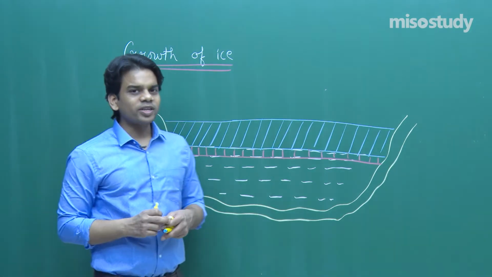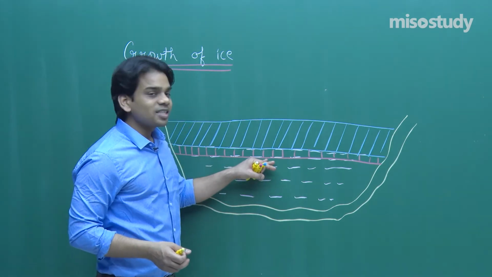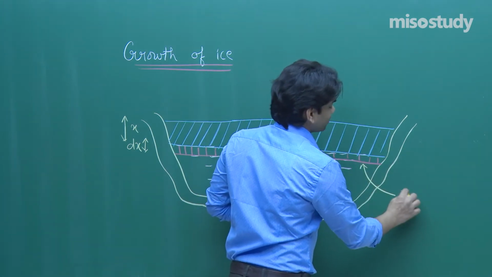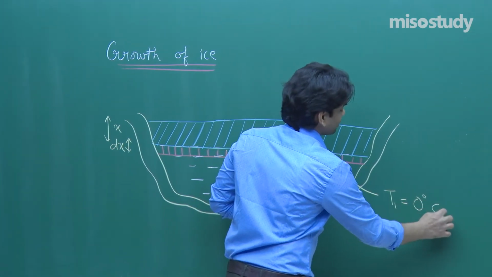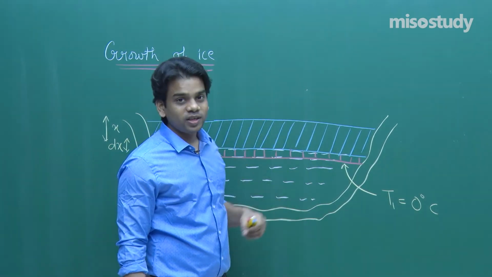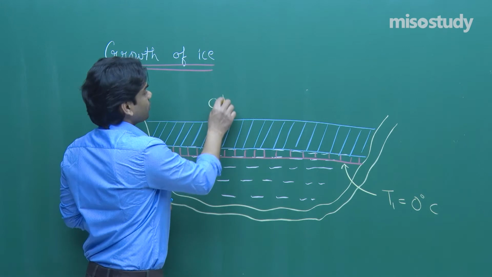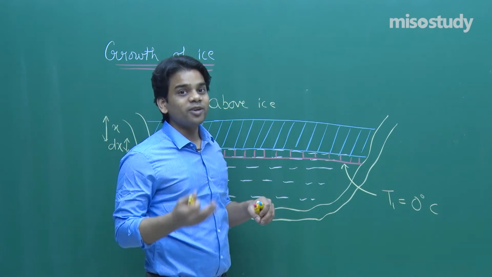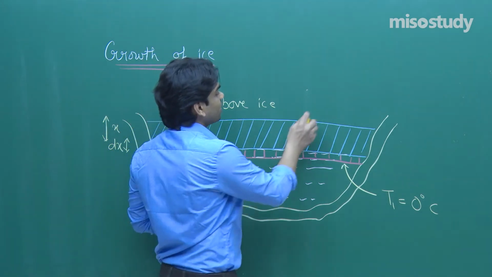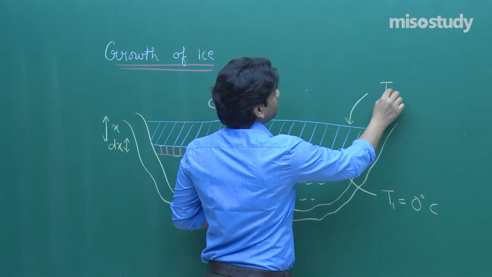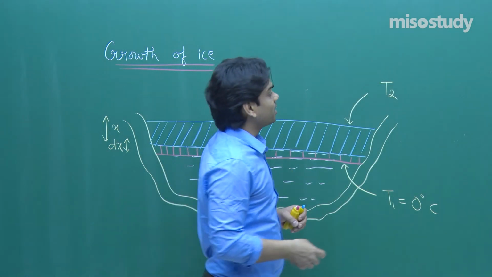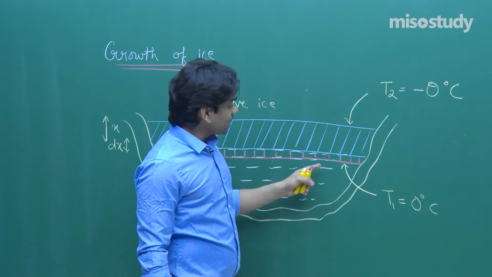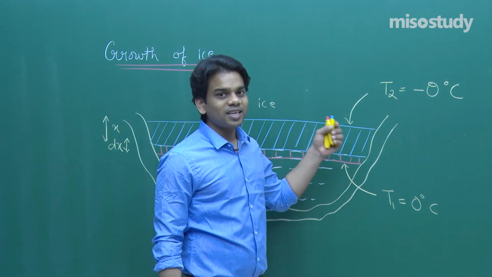Now let's talk about the temperature. The temperature just below the layer, in the water, will be 0 degrees Celsius. So let me mark this temperature T1 equal to 0 degrees Celsius. The temperature above the ice layer will be lesser than 0 degrees Celsius, only then will heat be radiated from the ice. Let's say it is T2, which is in minus, so T2 is equal to minus theta degrees Celsius. T1, the inner temperature, although it's 0 degrees Celsius, is higher than the external temperature.